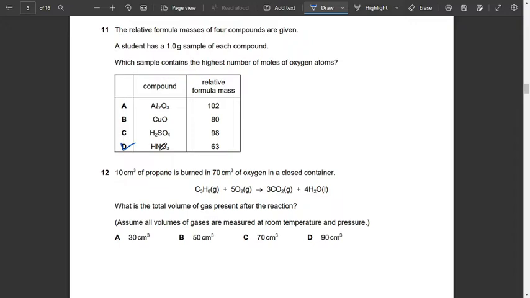MCQ number 12: 10 centimeter cube of propane is burned in 70 centimeter cube of oxygen in a closed container. C3H8 + 5O2 is the equation given to us. What is the total volume of gas present after the reaction? So if we look over here, we have this whole equation given to us. We have 10 centimeter cube of propane, which is burned in 70 centimeter cube of oxygen in a closed container. So what is the total volume of gas present after this reaction? Here we are talking about carbon dioxide mainly.